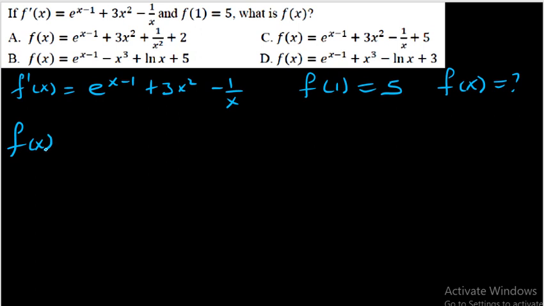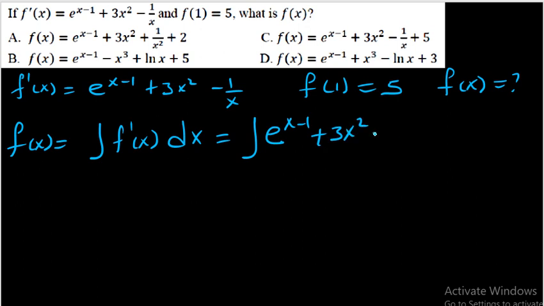f(x) is the same as the integral of the derivative of the function. When you integrate the derivative of a given function, it will give you the original. Derivative and integral are reverse processes of each other. That means when we integrate e^(x-1) + 3x^2 - 1/x dx, it will give us f(x). So what will f(x) be?